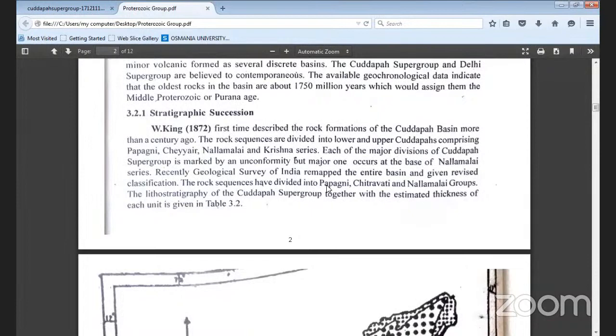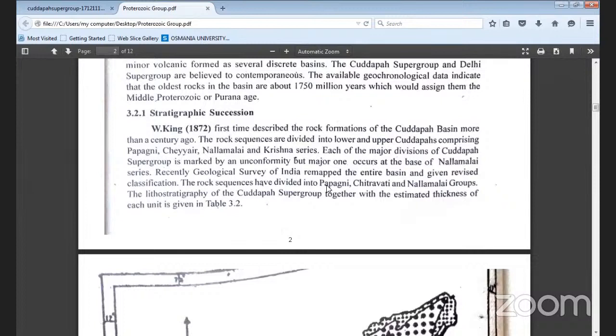The rock sequences have divided into the Papagni, Chitravati, and Annamalai groups. Yes, you can observe one thing here. Previously it consisted of four series. Those are Papagni, Cheyyar, Annamalai, and Krishna series.